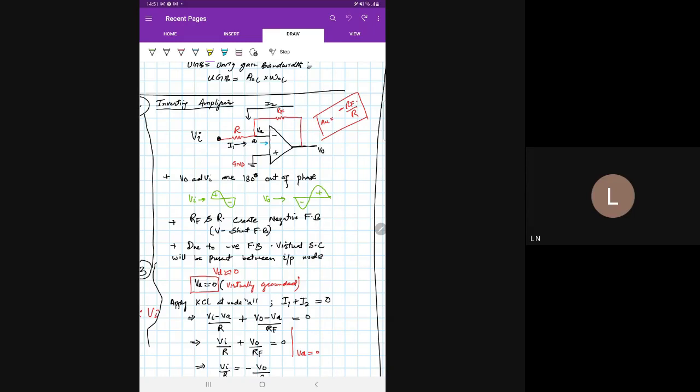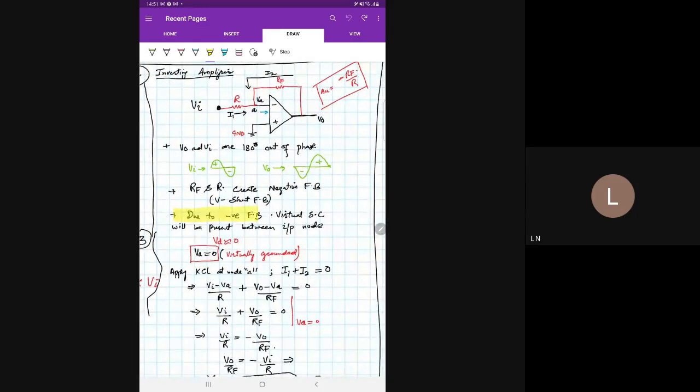Okay. The second point we have to remember is that in this circuit, the inverting amplifier, Rf and R, which are the feedback resistor and the input resistance, create the negative feedback in the circuit. And the type of feedback here is voltage shunt feedback. I have not explained the types of feedback; maybe in coming lectures I will explain them. So due to negative feedback, since we have negative feedback in the inverting amplifier, we know there will be a virtual short circuit present between the input nodes.